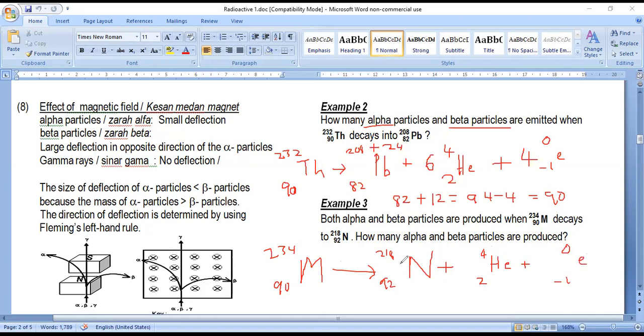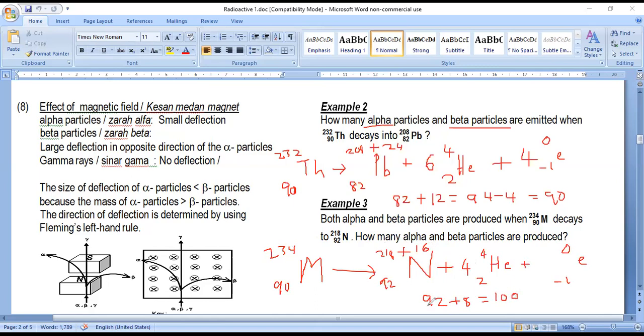Okay, so this 234, right? So how much do we need to get back this 218? So I need another 16. Okay, so I only have 4 here, so I need another 4 alpha. So 4 times 4 will give you 16. So 16 plus 218 get 234. Okay, the bottom one is 92. So 4 times 2 is 8, so you'll get 100.